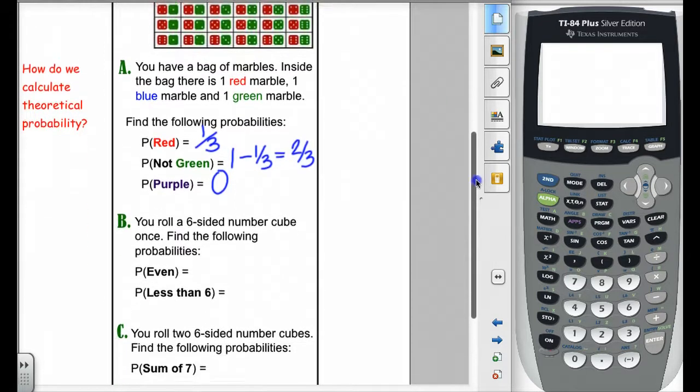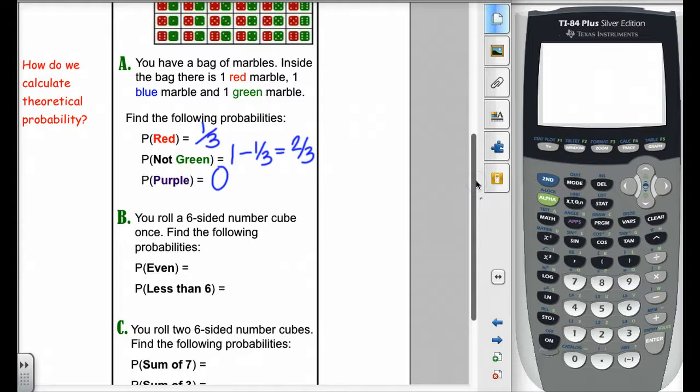Looking at example B, we want to roll a 6-sided number cube once. We need to then find the following probabilities. I want you to go ahead and try this one, and then once you've entered your answers, go ahead and hit play, and you can figure out if you did it correctly. So now let's roll this 6-sided number cube, which we know our sample space is going to be 1, 2, 3, 4, 5, and 6.